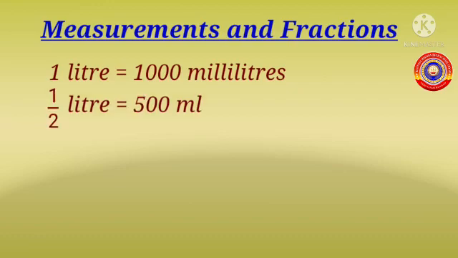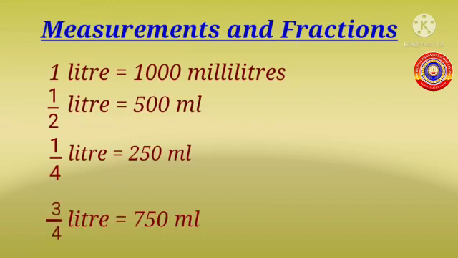1 liter is equal to 1000 milliliters. Then half liter is equal to 500 milliliters. Next, 1 by 4 liter or quarter of a liter is equal to 250 milliliters. Then 3 by 4 liter or 3 quarters of a liter is equal to 750 milliliters.